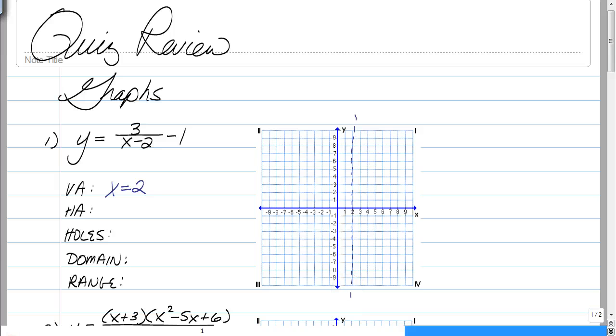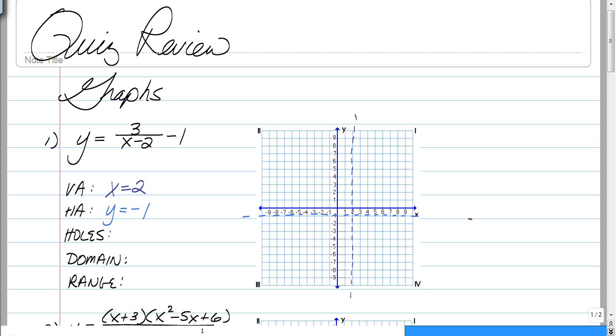And then we have our horizontal asymptote. When we have the number off to the side, that is our horizontal asymptote. So it's y equals negative 1. Y equals negative 1, horizontal. Let's graph it now. Our holes.